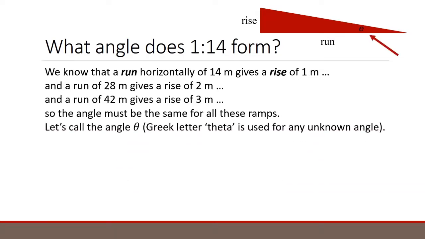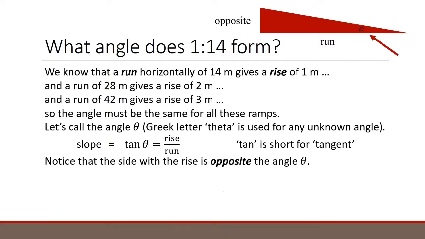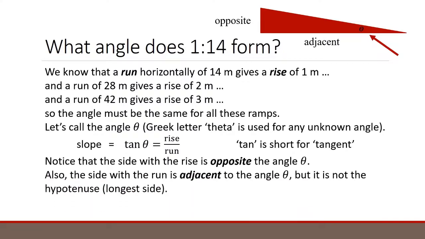Let's call the angle theta. It's a common Greek letter, theta, and it's often used for any unknown angle. The slope, or tan theta, is the rise over the run. Now, tan is simply short for tangent. More of that later. Notice that the side with the rise is opposite the angle theta, and the side with the run is adjacent to the angle theta, but it's not the hypotenuse. Remember, the hypotenuse is the longest side of a right-angled triangle. So we have tan theta equals opposite over adjacent.